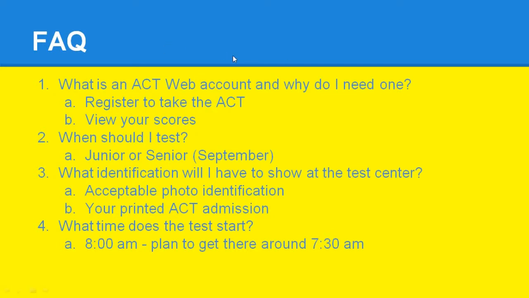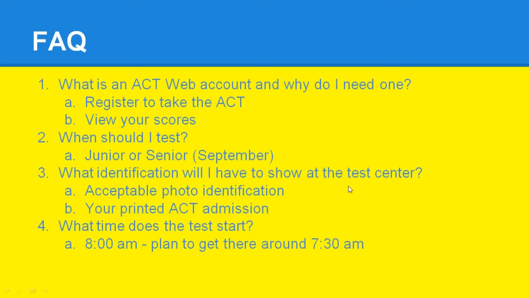What is an ACT web account and why do you need one? Well, you need to make an ACT account at actstudent.org to register to take the ACT, and then after you've taken that ACT to be able to view your scores. Usually students tend to take the ACT either their junior or senior year, but it is recommended that you start earlier. So the more experience you have, the better. I would recommend sophomore year as a good start.